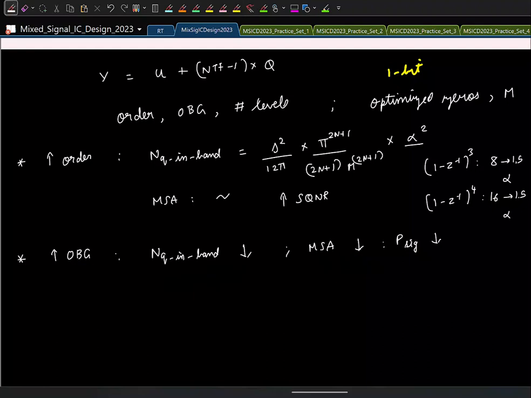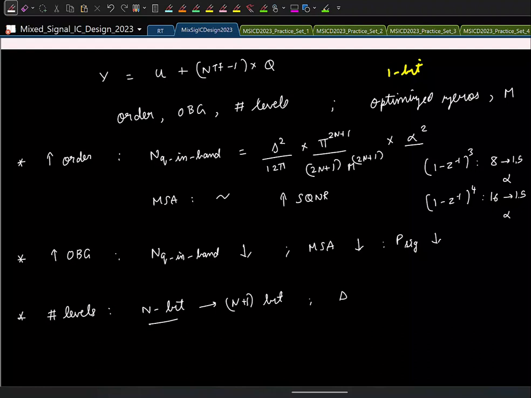The last thing we'll do, let us say I increase the number of levels. Let us say initially I had an n bit quantizer. Now I am using an n plus 1 bit quantizer. What will happen? How much will it decrease by? Can you say? If I increase the resolution by 1 bit, what can you say about the step size delta?